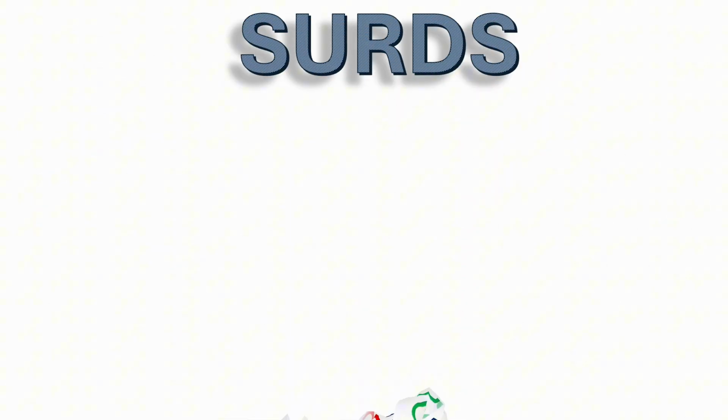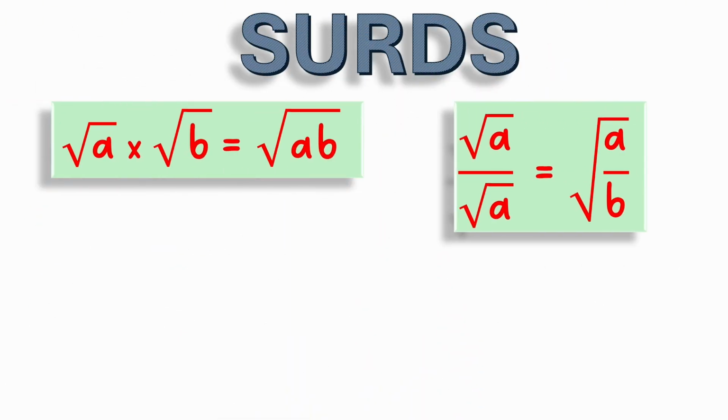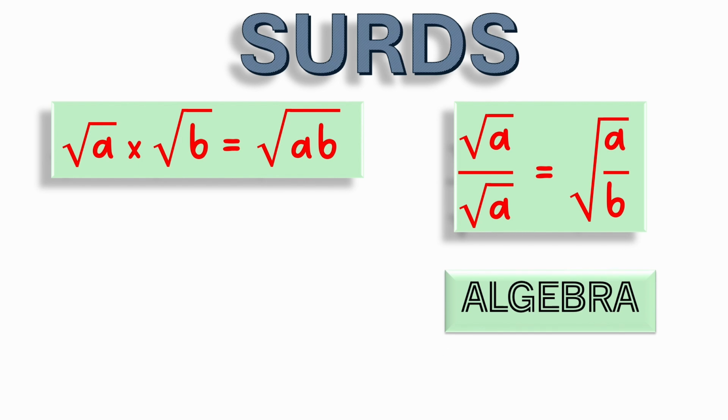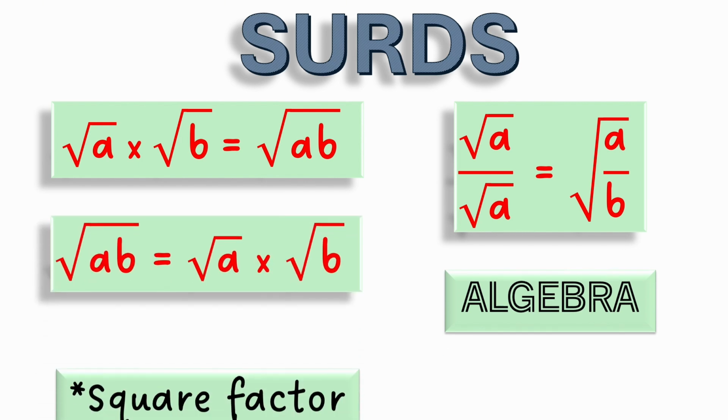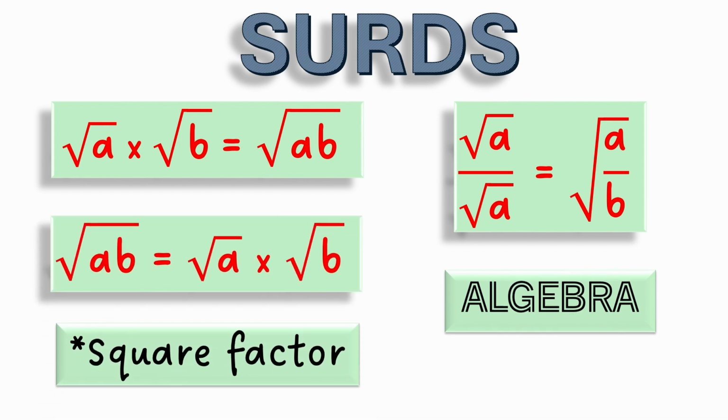So to recap, when multiplying or dividing surds, multiply or divide the numbers inside the roots. When adding or subtracting surds, treat them like algebra and collect like terms. Always keep an eye out for square factors when simplifying.